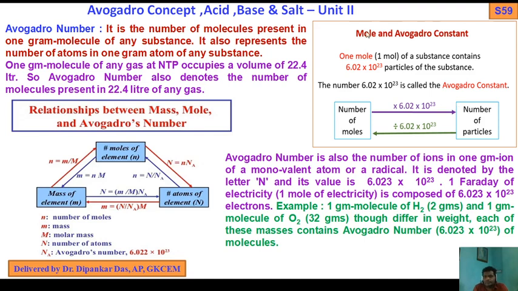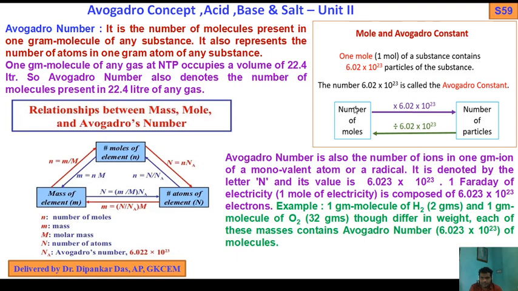So look at a glance, mole and Avogadro constant. 1 mole of a substance contains 6.023 × 10^23 particles of the substance. So the number 6.023 × 10^23 is called the Avogadro constant.